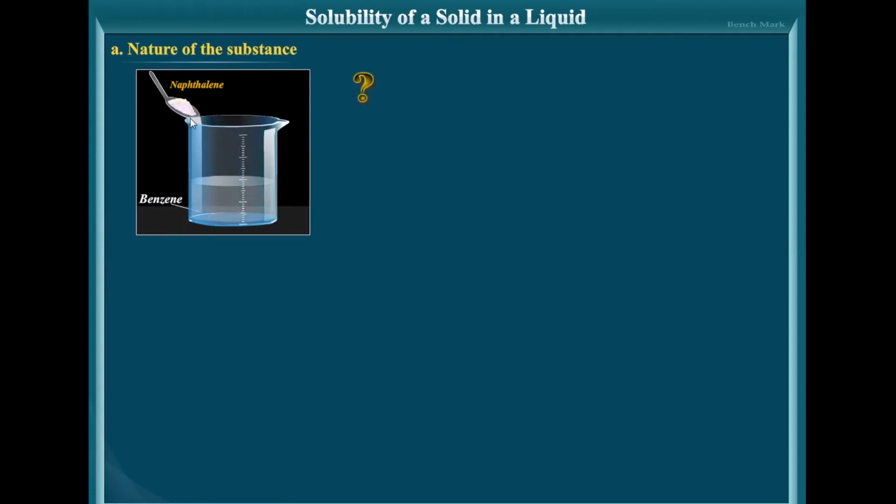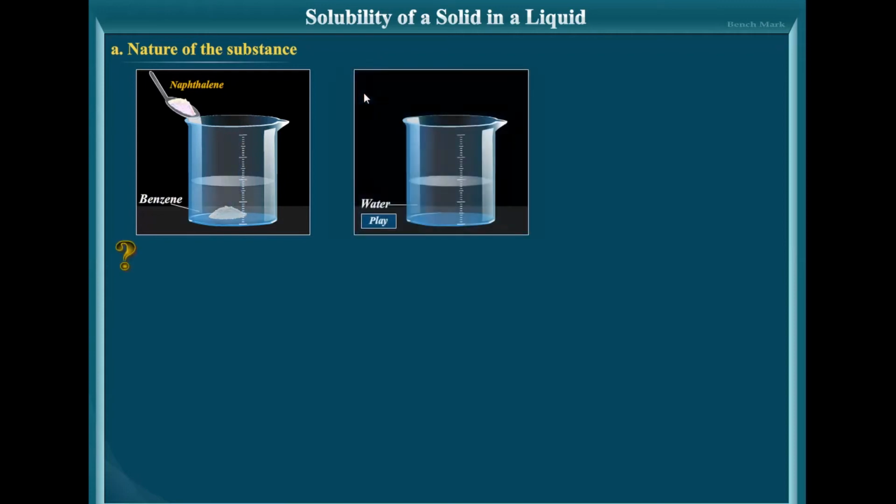Again, here we are adding naphthalene. You know what naphthalene is, isn't it? The naphthalene ball that sublimes. We have learned in the 9th standard, some portions you have learned in the 9th also, so it will be easy for you to remember. Naphthalene you are adding to benzene. You can find it is dissolving.